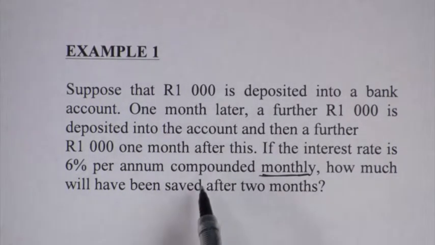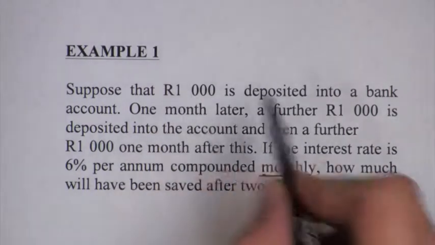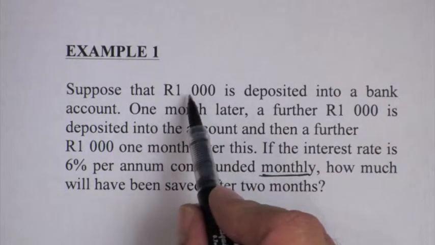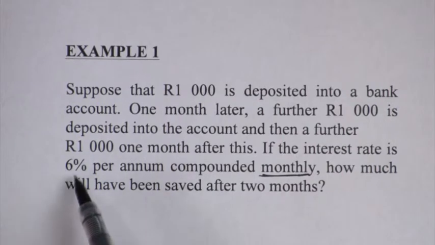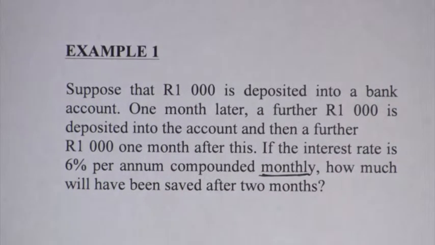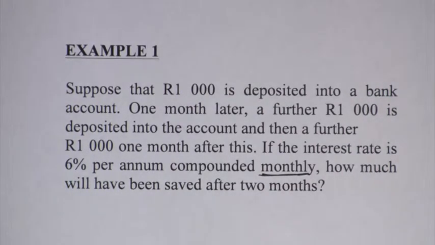So, very important to take note that this is a 2-month period, but there's 1,000 rand, another 1,000, and another 1,000 that was deposited into this account. The interest rate is 6%. Let's discuss this problem and let's see how to do this one.